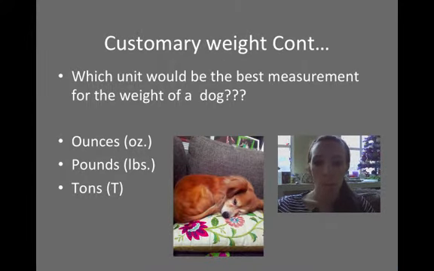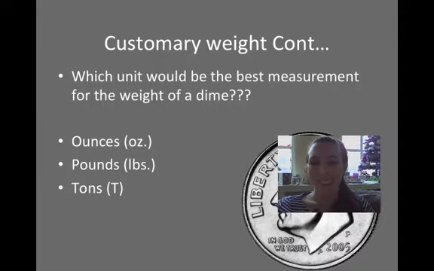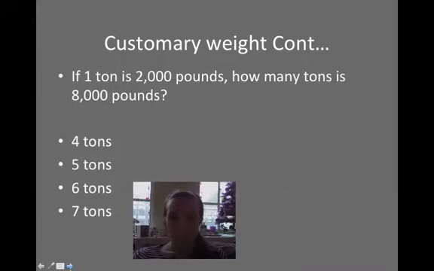Okay, so what unit would be the best measurement for the weight of a dog, like my little moon dog there? Ounces, pounds, or tons? Whoops. You would measure moon dog there in pounds. In fact, Moon is about 12 pounds, right, Mooney? All right. How about the weight of a dime? You would measure a dime in ounces.